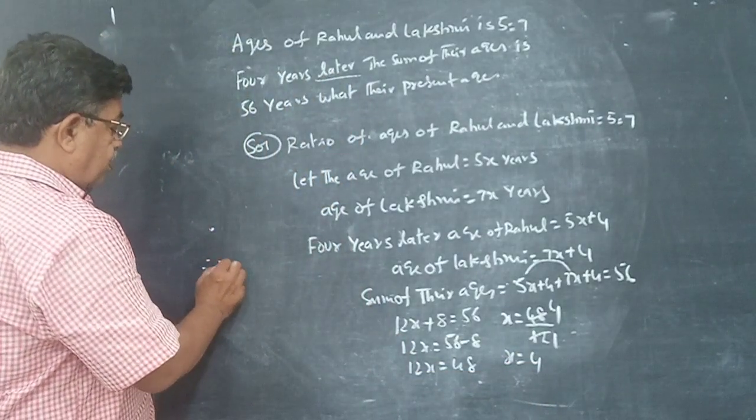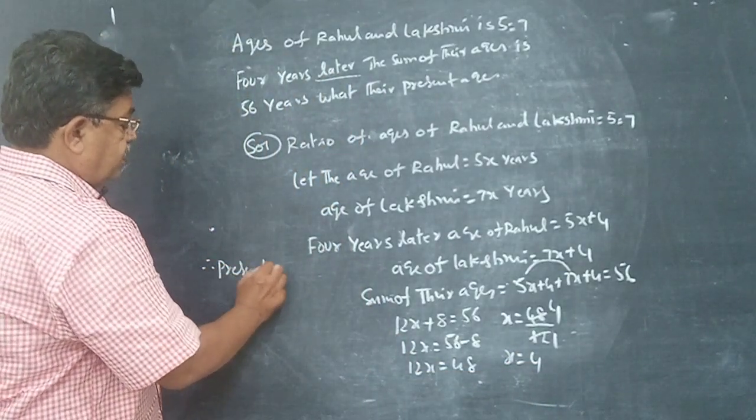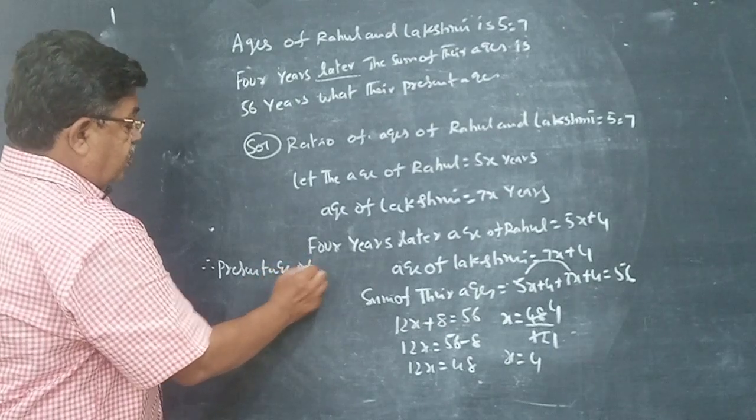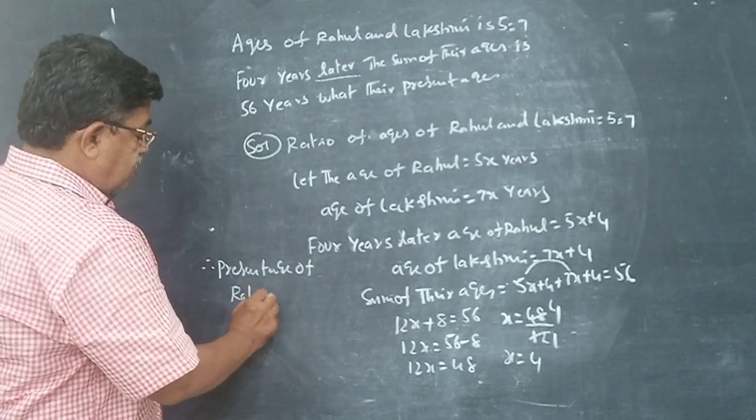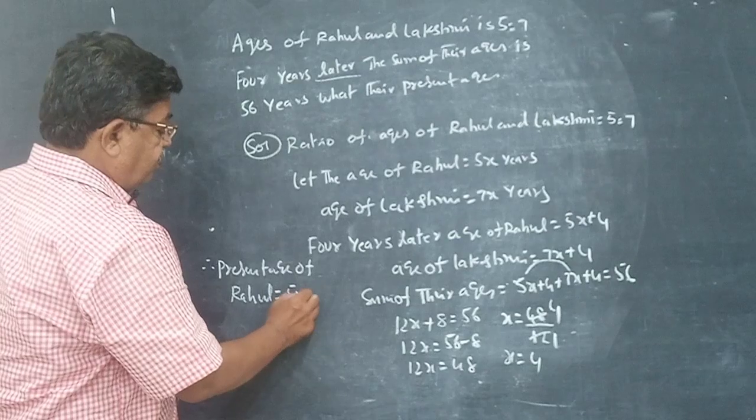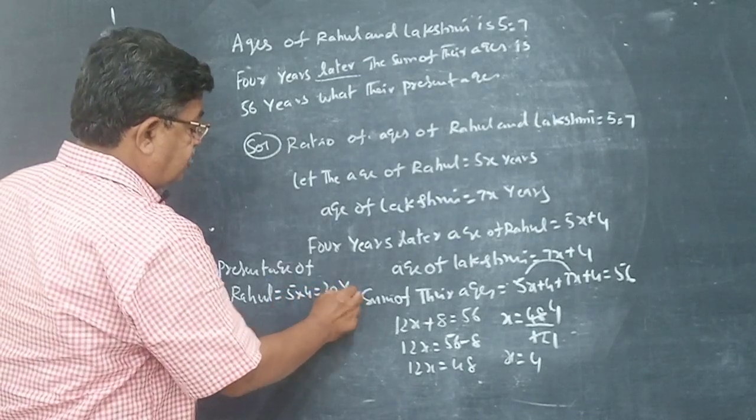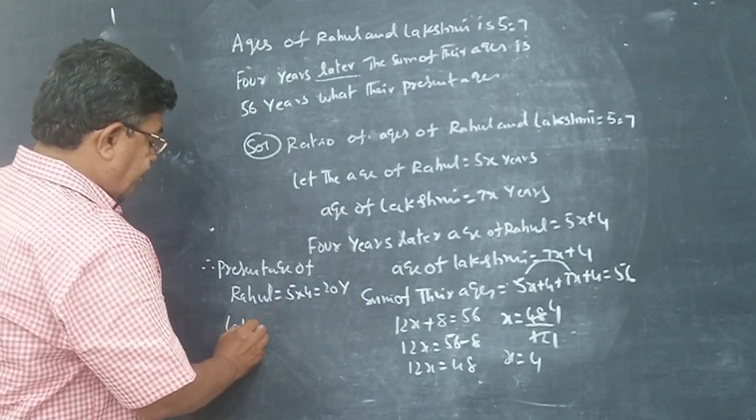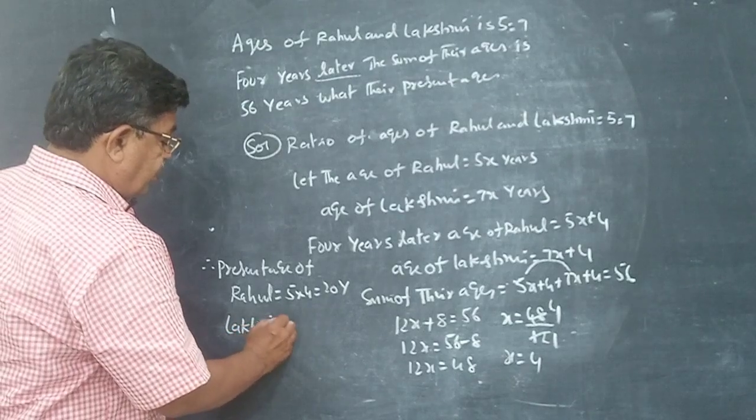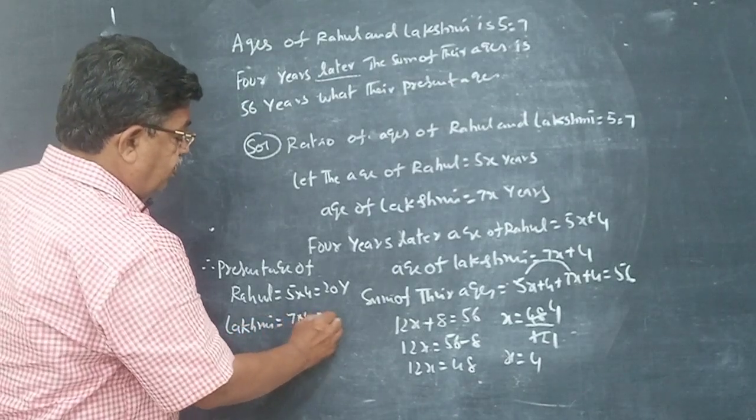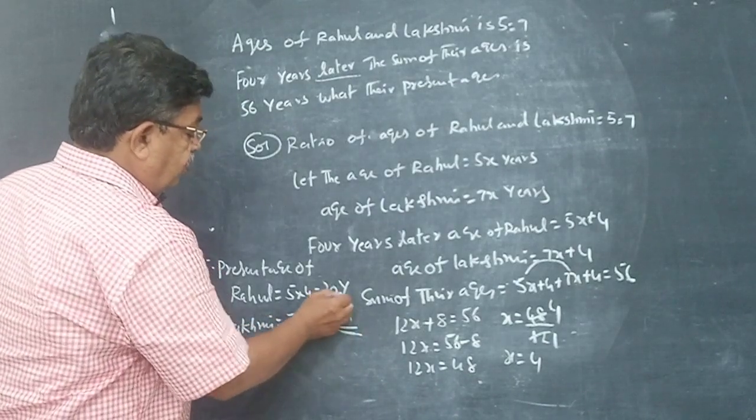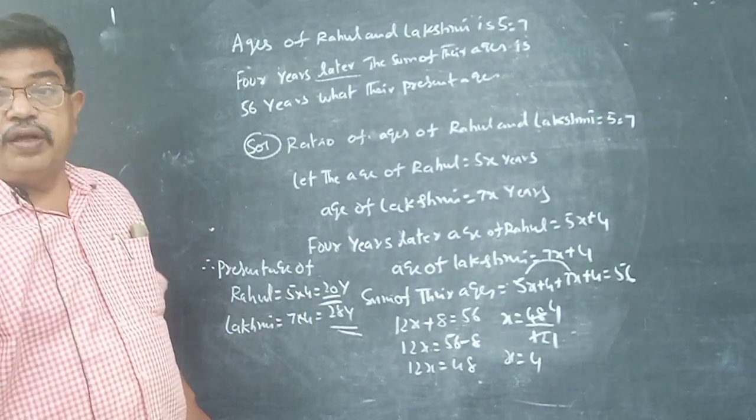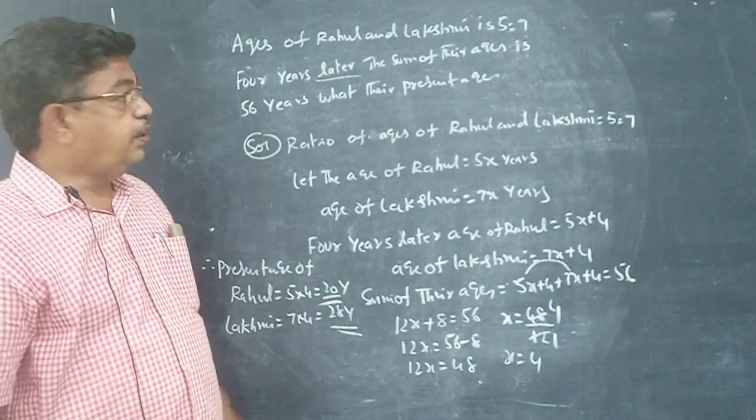Therefore, present age of Rahul is equal to 5 into 4, equal to 20 years. Lakshmi is equal to 7 into 4, equal to 28 years. We wanted to find the present ages of Rahul and Lakshmi.